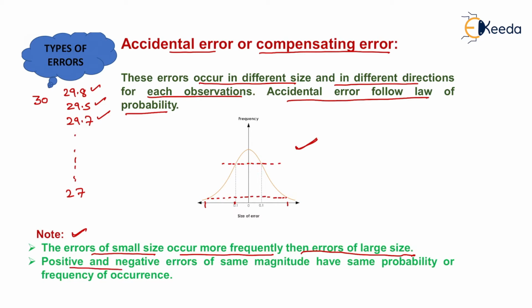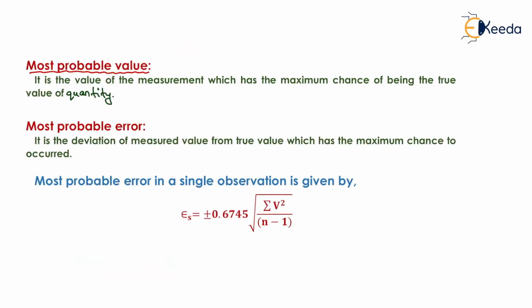And positive and negative errors of same magnitude, that is plus 0.1 error as well as minus 0.1 error, will have same probability or frequency of occurrence, which is shown here. Now if the magnitude of error is same, then its frequency is also same.